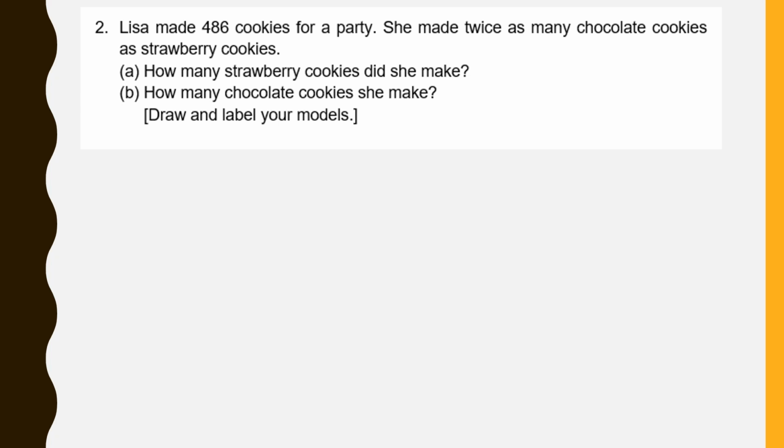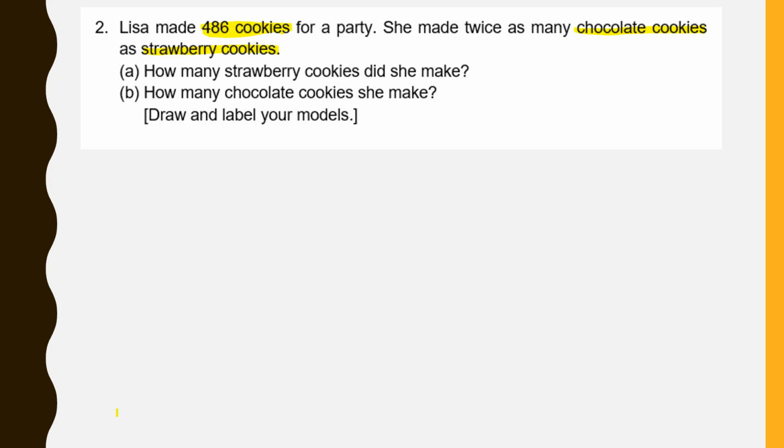Okay, so this question over here, we're going to read line by line. Now, Lisa made 486 cookies for a party. She made twice as many chocolate cookies as strawberry cookies. First you need to understand that there are many different terms here that we shouldn't confuse. There are 486 cookies in total. Some of them are chocolate, some of them are strawberry.